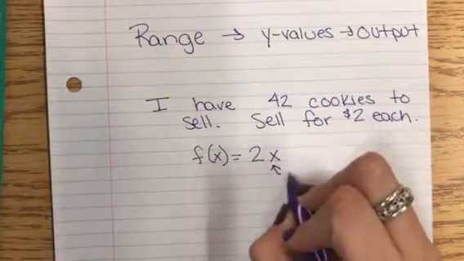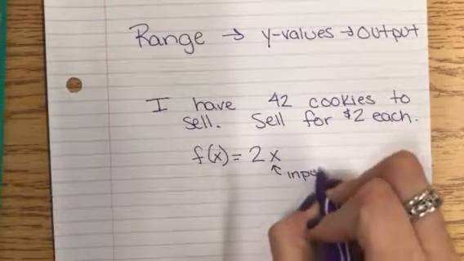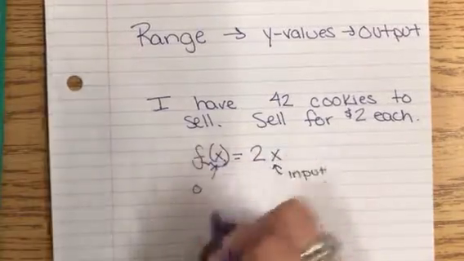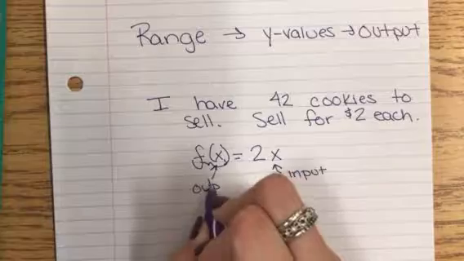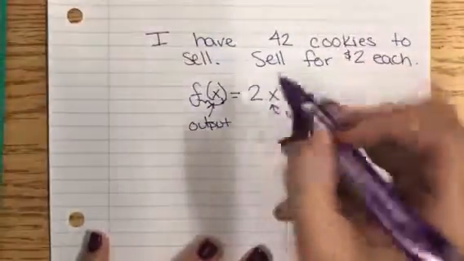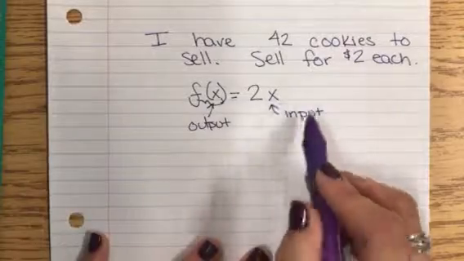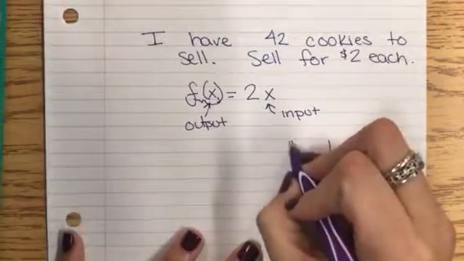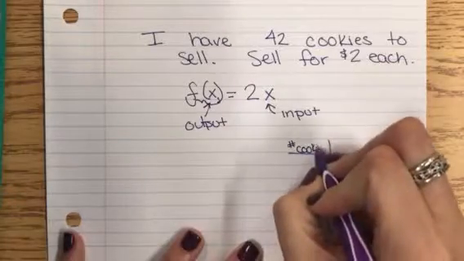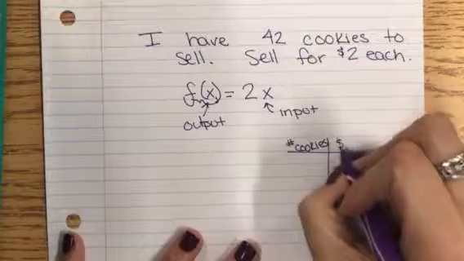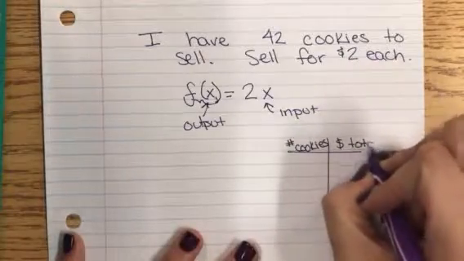So this is going to be my input, my domain, and this is going to be my output, this whole entire thing, not just the x. This x is the $2 per cookie, so I know that my x value is going to represent the number of cookies that I sell. And my output value is then going to tell me the total amount of money that I make.